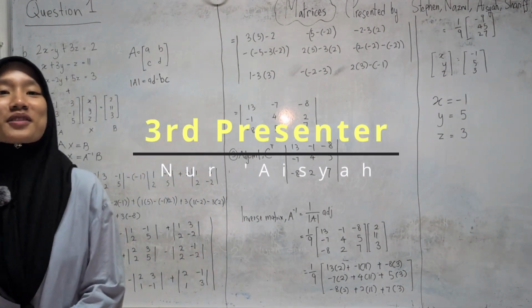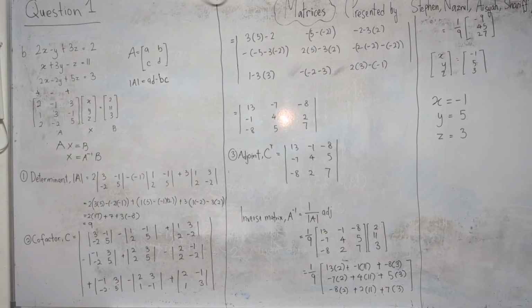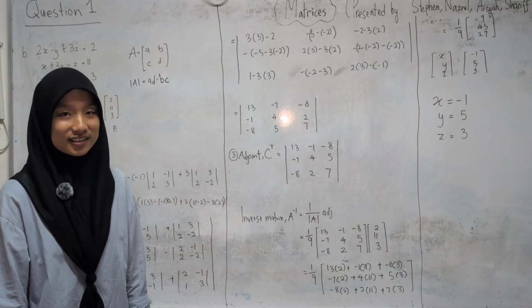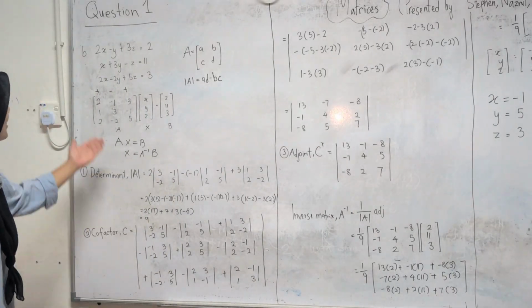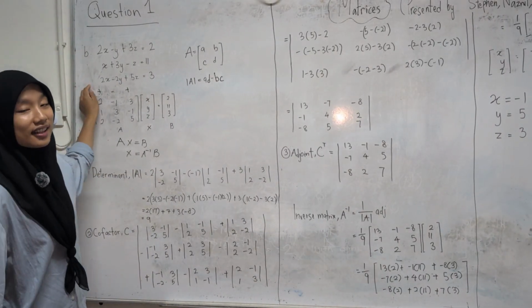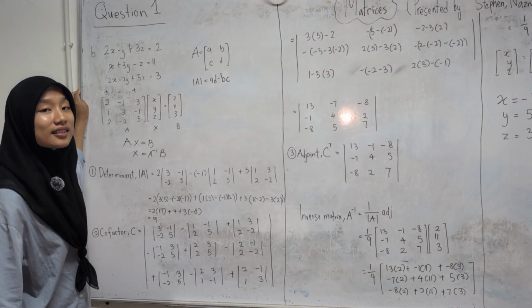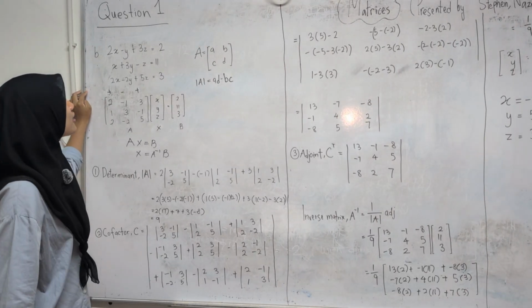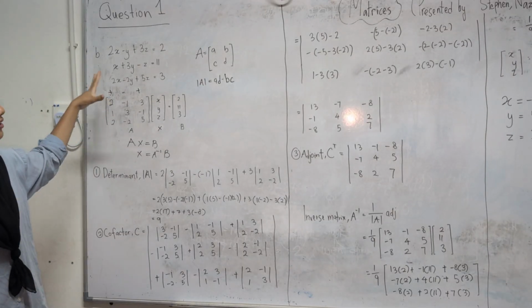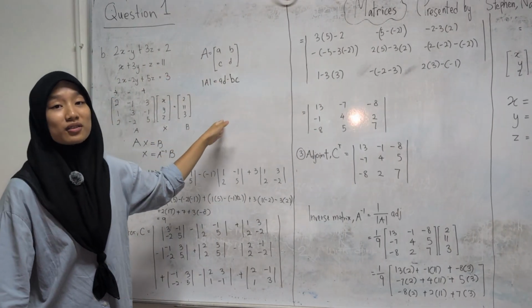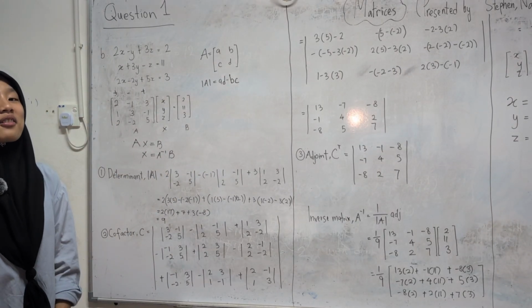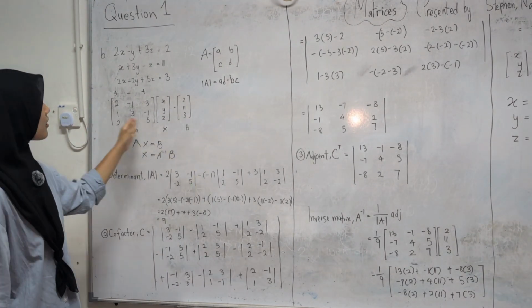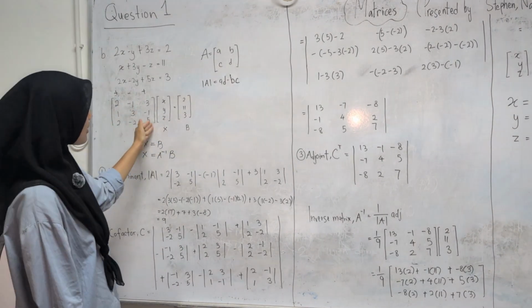Okay, thank you. Hello, today we are going to solve a 3x3 system of equations using the inversion method. So this is the linear equation that I got from question 1b. Firstly, we need to convert these linear equations to matrix form, like so. And then we are going to name each matrix. This is A, this is X, this is B.